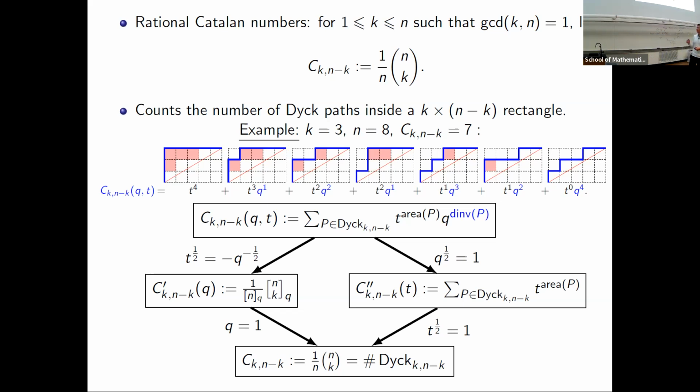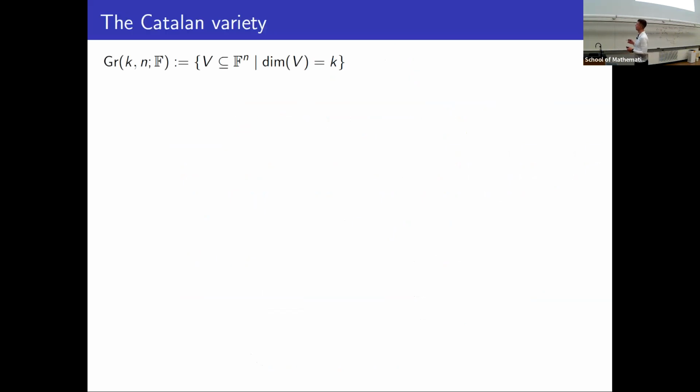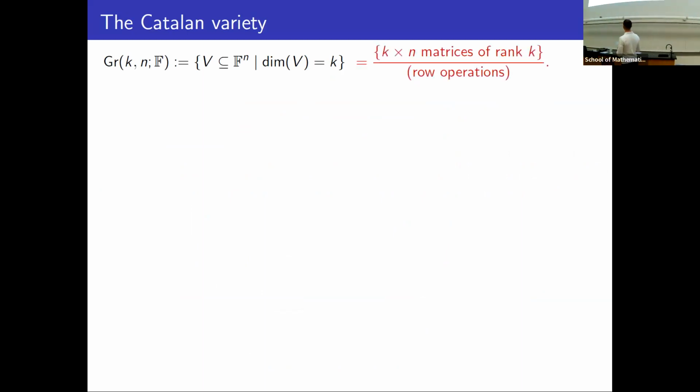Let me try to give you the answer. Going back to the Grassmannian, one definition is k-dimensional planes in n-dimensional space. Another more convenient definition is this: if you choose a basis of this k-dimensional space, you get k rows, a full rank k by n matrix whose rows form a basis. If you choose a different basis, then the two matrices are related by invertible row operations. That's the other definition.